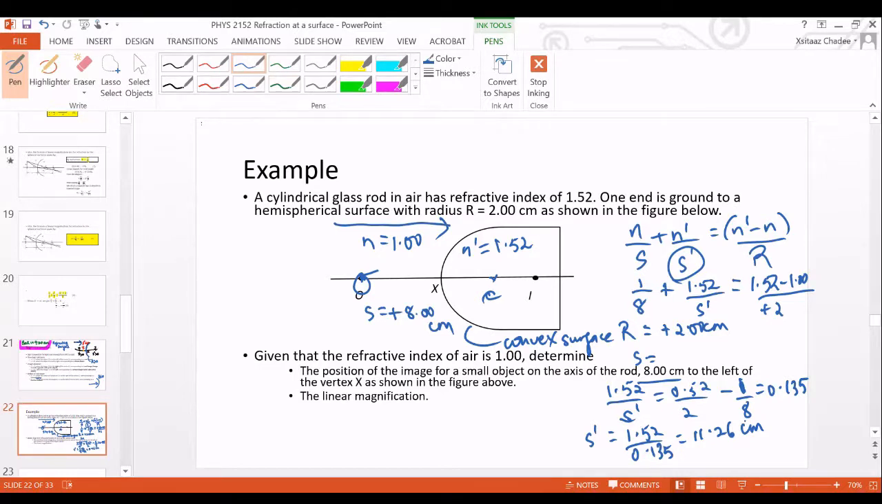And don't stop there. Your image distance is 11.26 centimeters, right? So you're going to give a statement. The image forms 11.26 centimeters to the right of the vertex X. We also want to note that the image distance is positive, and therefore the image is a real image.